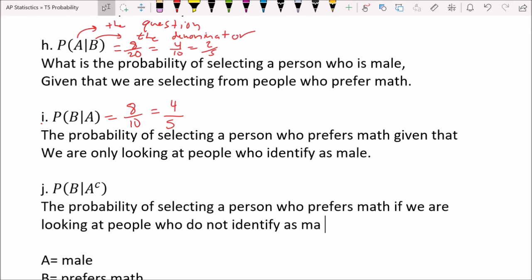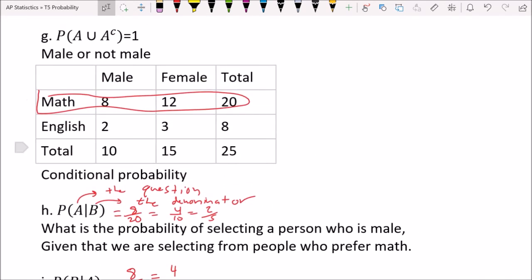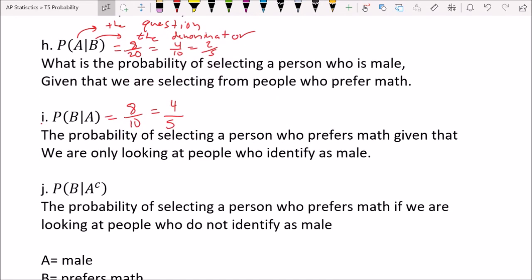Now in this chart, again, not male just means female. So we're going to look at the column of female, and looking only at female, now we're going to do math preference. Math preference for female is 12 out of 15, which we can simplify down to 4 out of 5.